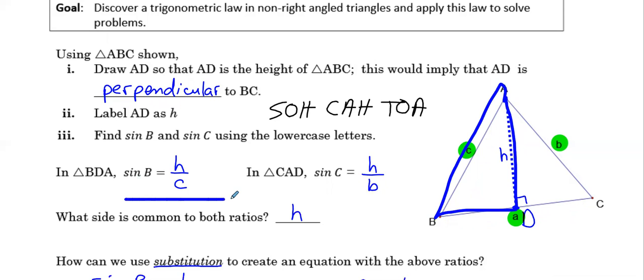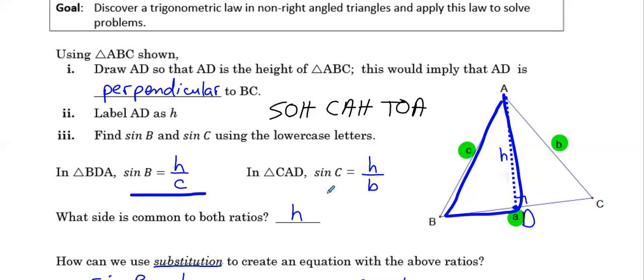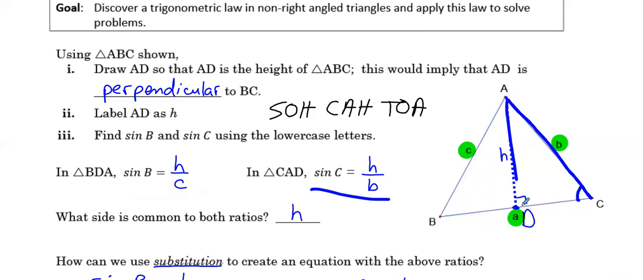So the sine of angle B in the right angle triangle, so here's angle B, sine of angle B is this h here, which is really the height of the triangle, divided by c, which is the hypotenuse. Again, we're just focusing on this right angle triangle to get that. And then in the other triangle, in triangle CAD, you can set up a different sine ratio for angle C here. So angle C is in there, and then we have the opposite, which is the h, and the hypotenuse, b.